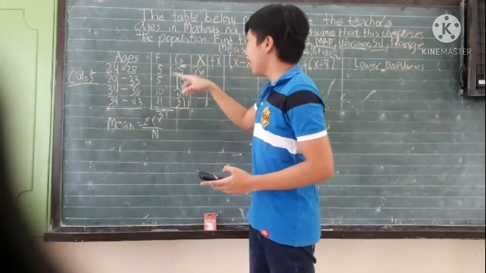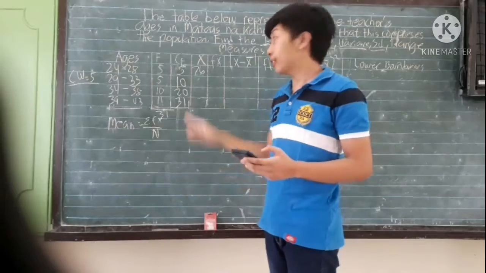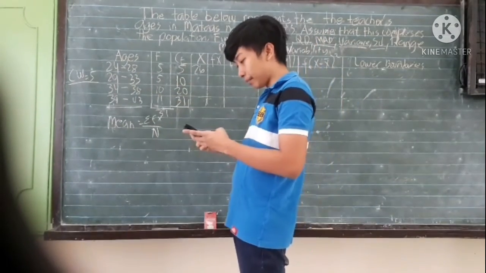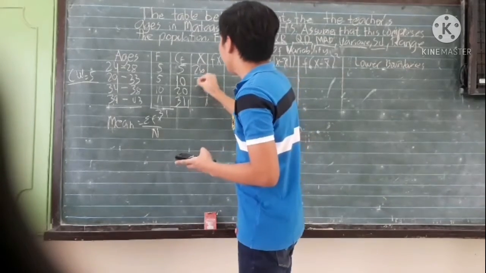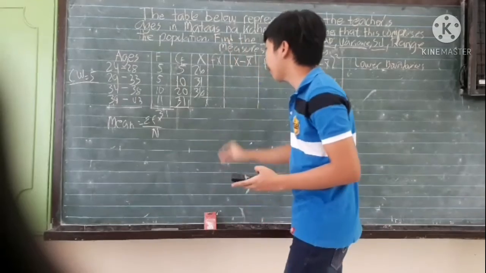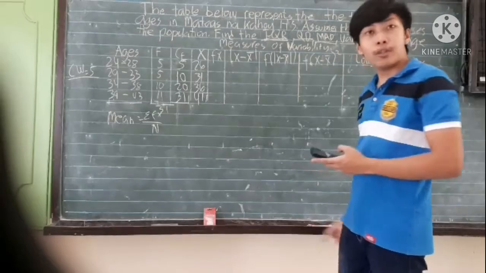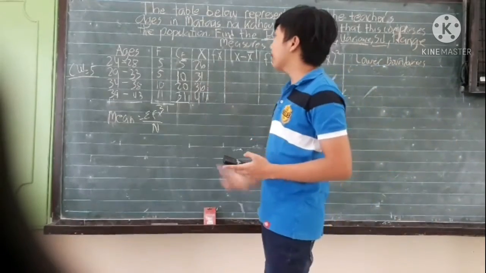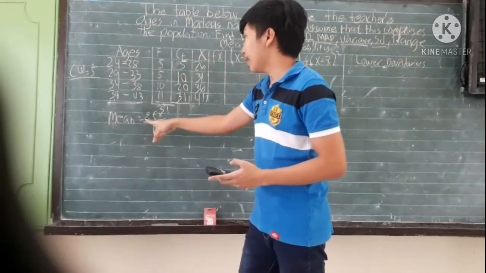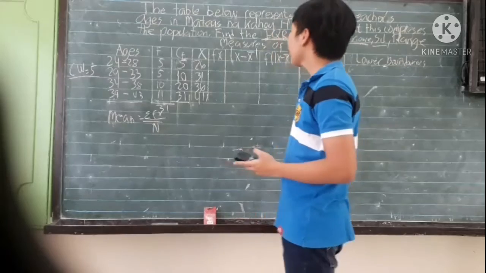We can get the next class mark by simply adding our class width to the first value. So 26 plus 5 is 31, 31 plus 5 is 36, and 36 plus 5 is 41. So that is our class mark. Now we need to get the frequency times the class mark because we need it for our mean, because mean is equal to the summation of fx over the number of observations n.